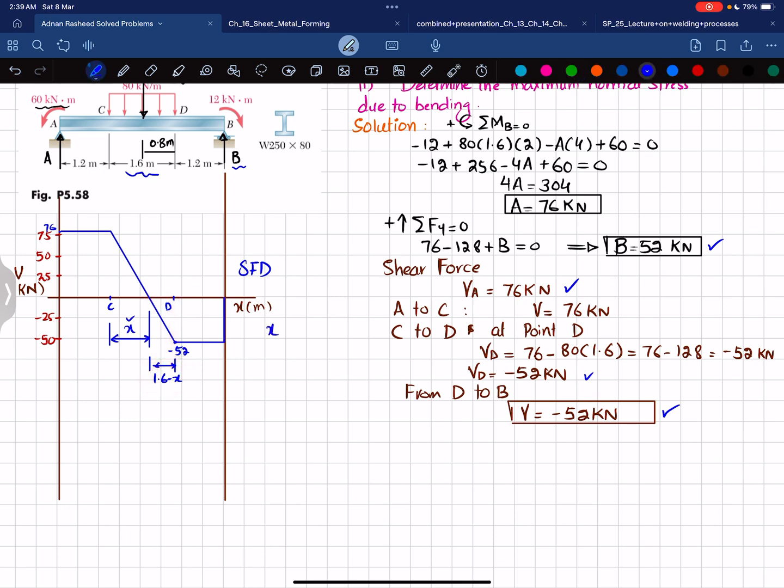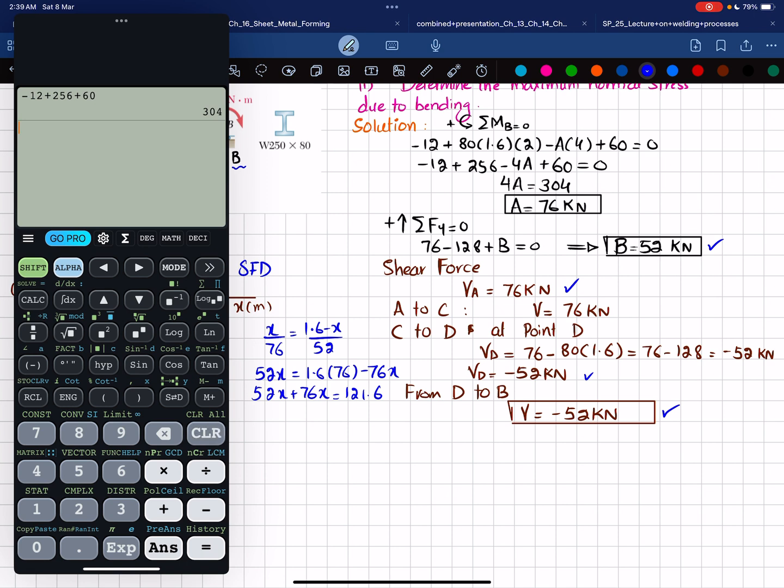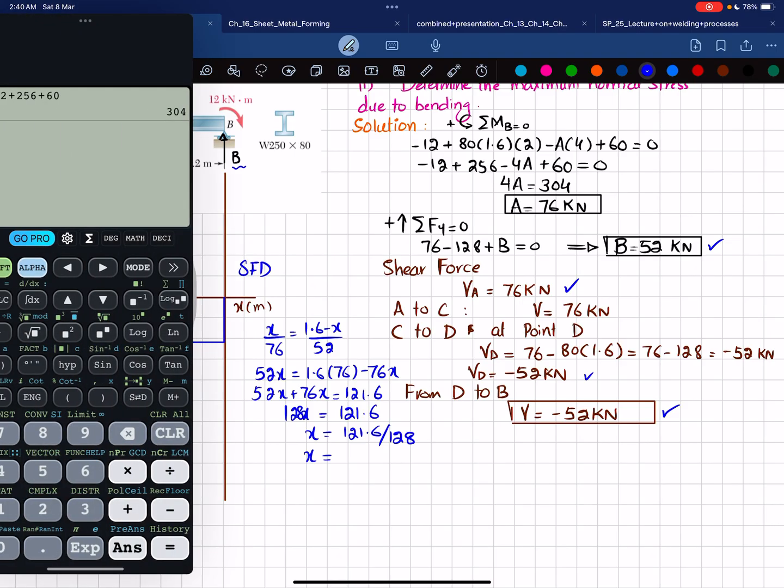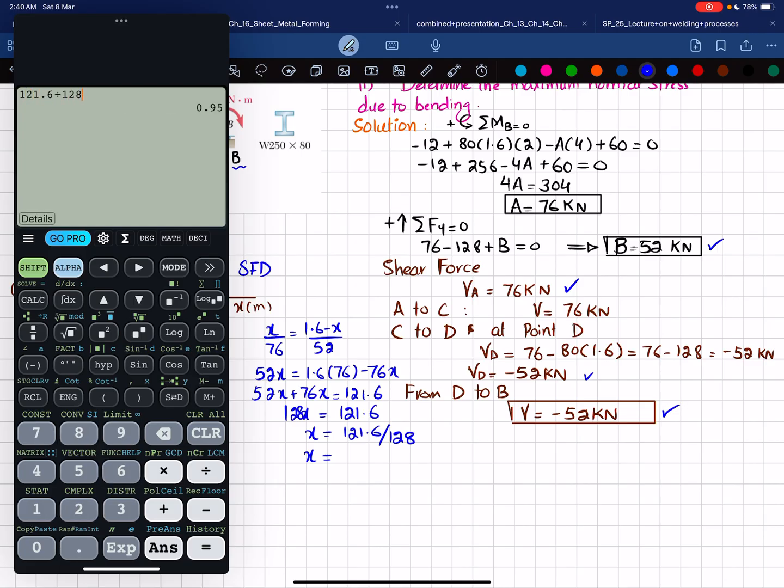So let me write it. x divided by 76 is equal to 1.6 minus x divided by 52. So from here 52x is equal to 1.6 times 76 minus 76x. So 52x plus 76x is equal to 121.6. 1.6 multiplied by 76 is 121.6, and 52 plus 76 is 128. So this will be 128x is equal to 121.6, so x will be equal to 121.6 divided by 128. So it will be 0.95.